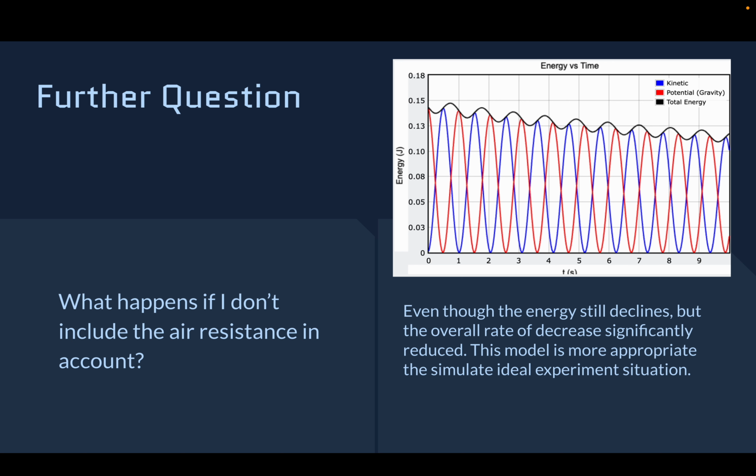One further question I came up with: what happens if I don't take air resistance into account? And this is the result. Even though the total energy still declines, the overall rate of decrease is significantly reduced. It's not constant, but it's almost. So this model might be more appropriate for a simulation that considers an ideal experiment situation.